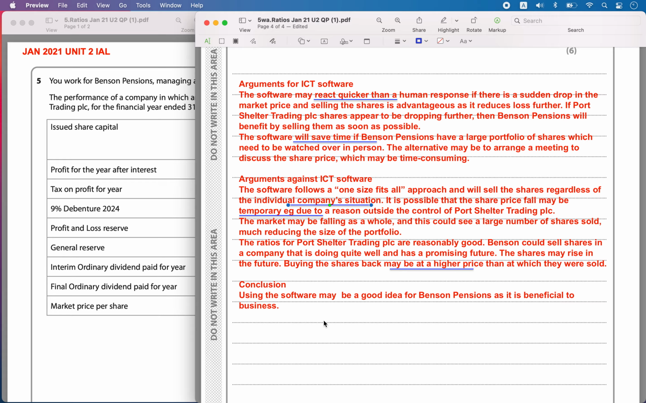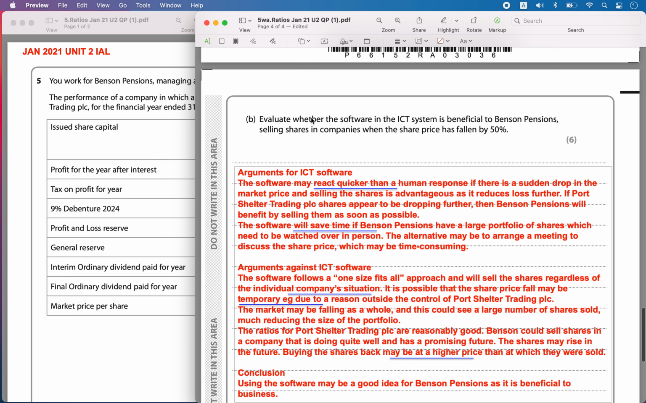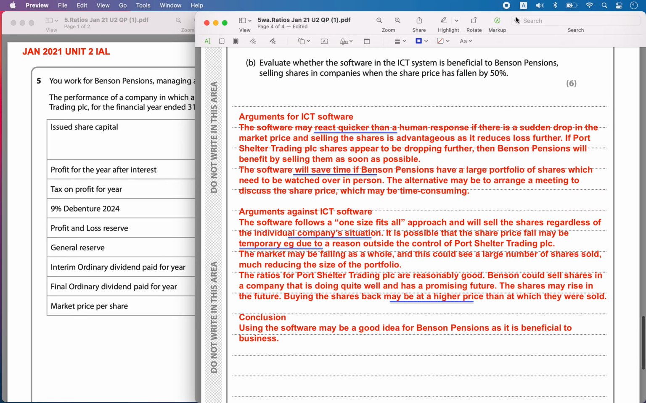So in conclusion, software might be a good idea, but you should have good software that decides on these parameters also for investment purposes. So this is the evaluation of the software in the ICT system for selling or buying the shares.